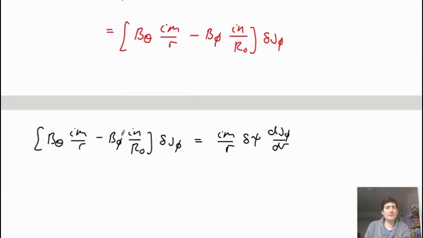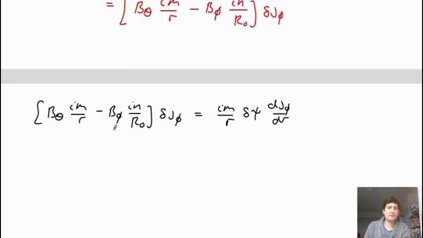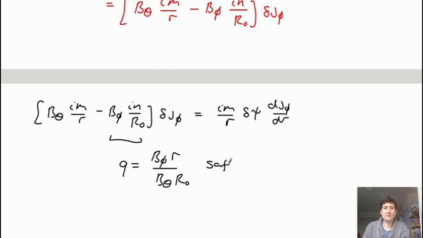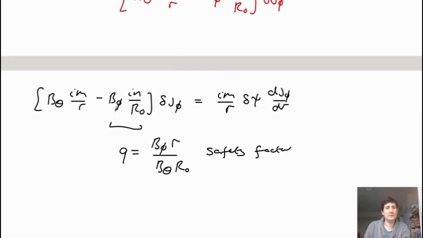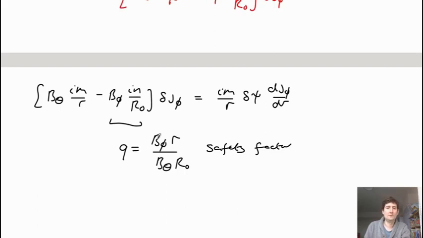And then from this we can make some useful substitutions. So what we have here, we can use, for example, the substitution that q, the safety factor, is B_phi, that's minor radius, over B_theta times major radius, and this is the safety factor. So it's the number of times a field line goes around toroidally for each poloidal turn, and so we can use this to replace this B_phi over R naught. Just replace this in here with a q B_theta over r.